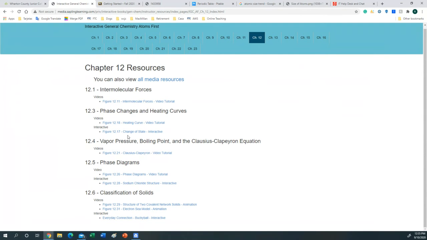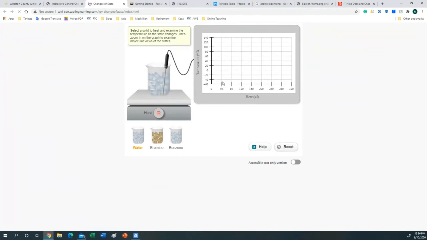Remember, I asked you to remember that name. So if you click here, you are going to see the interactive, which is just like a simulator. And if you have the worksheet handy, that one is going to guide you on what to do here specifically. In this one, you are going to do the heating curve for water, bromine, and benzene.